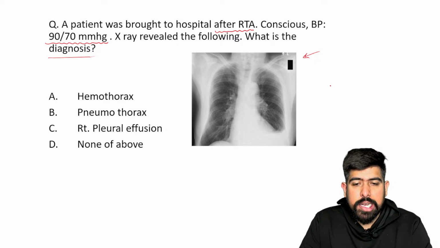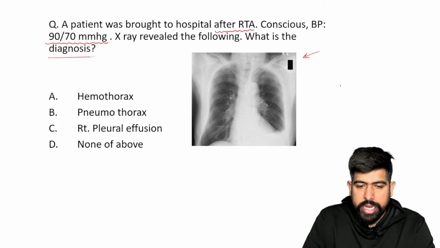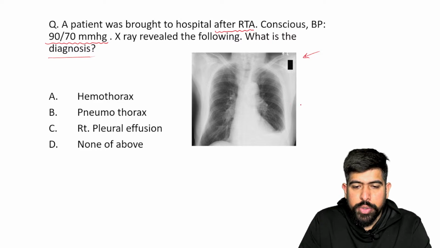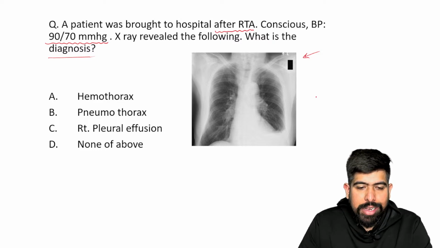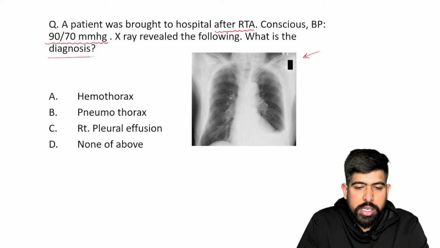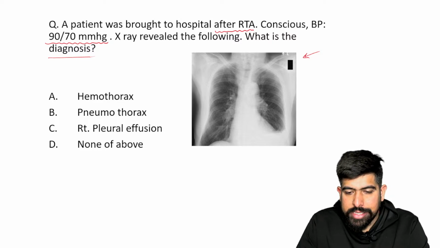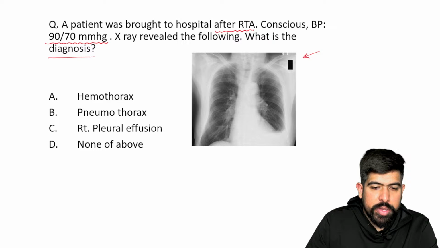So the clinical history is given, RTA is there. Okay, RTA is there. So the options are given to you here. Option A is saying hemothorax, option B is saying pneumothorax, option C is saying right pleural effusion, and option D is saying none of the above. So what do you think about the answer to this condition?